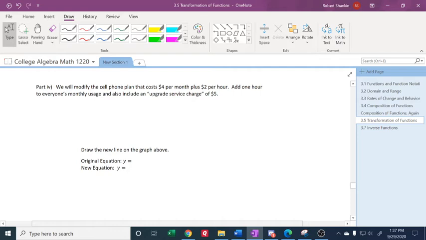Okay, we can get to more questions as well, but let me finish some of these application-oriented problems. We'll modify a cell phone plan that costs $4 per month plus $2 per hour. Add 1 hour to everyone's monthly usage, and also include an upgrade service charge of $5. So, let me give you a minute.